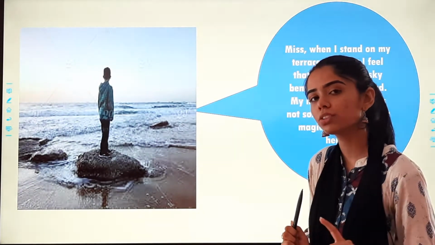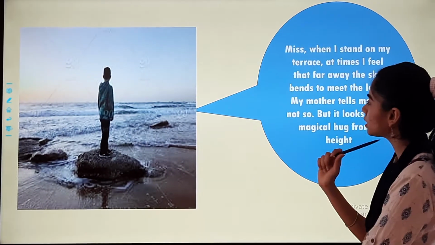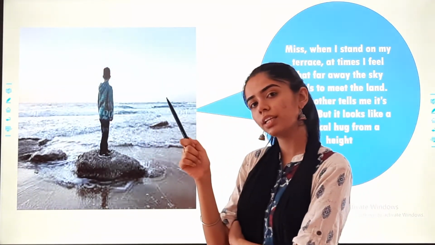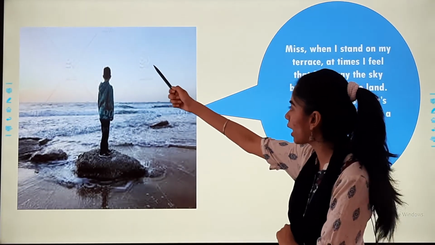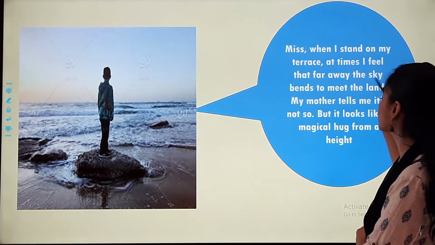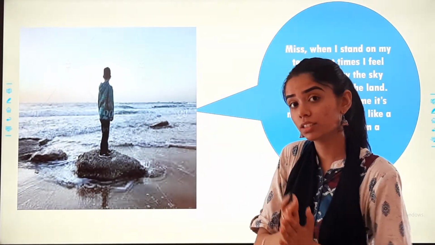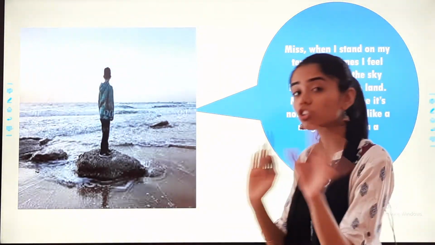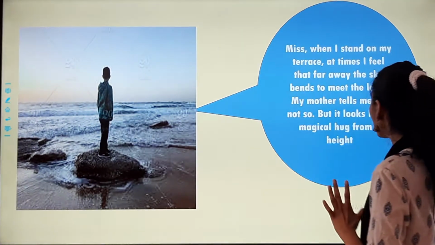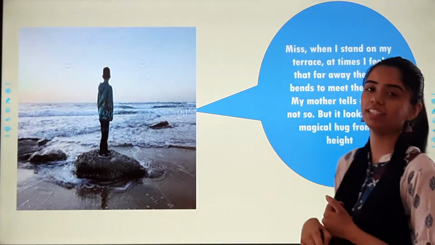So, what did Neeraj ask? When he sometimes looks from the terrace at what is in front of him, what does he see? He feels that far away, the sky and the land are bending. This is what he feels. My mother tells me it's not so, but it looks like a magical hug from a height.